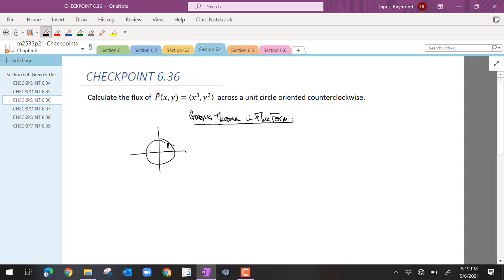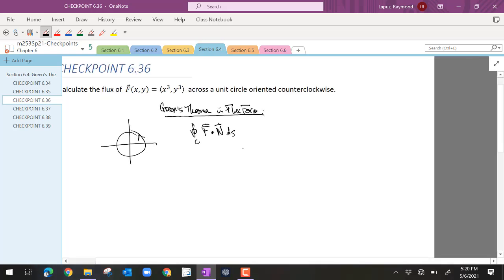All right, so according to Green's theorem in flux form, we have a line integral over a closed curve C of P, well, it's not P dx, it's actually the vector field dotted with a normal vector ds. So instead of seeing how it compares to the path of the curve, which is sometimes called circulation, it's comparing the vector field with the normal vectors of the curve. So this n is the normal vector.